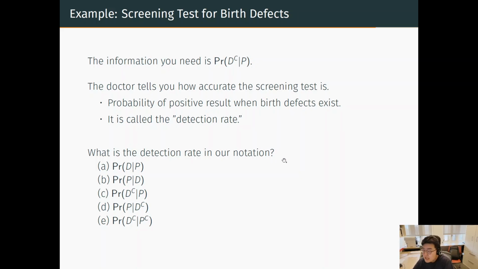Okay, so the answer is, in the definition of detection rate, what is given is birth defects. If birth defects exist, what is the probability of a positive result? So this part is the condition. Birth defect is given as the condition, so D should be the condition. The answer is this one, B: the probability of P given D, right? So the detection rate is this, which is different from the probability we are interested in.